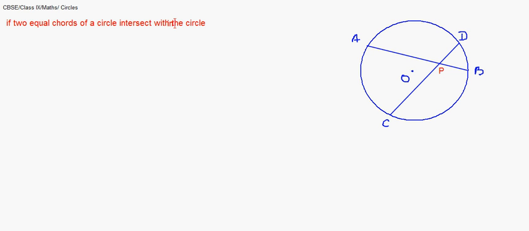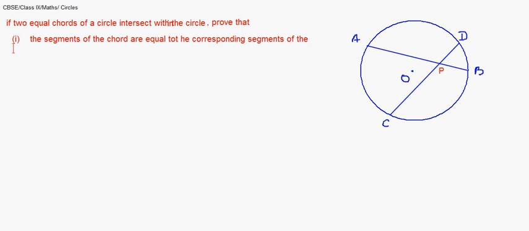Wait, what do we have to prove here? We have to now prove the following. Number one, we have to prove that the segments of the chord are equal to the corresponding segments of the other chord. Let me write down, I'll then make you show them in the figure as well.